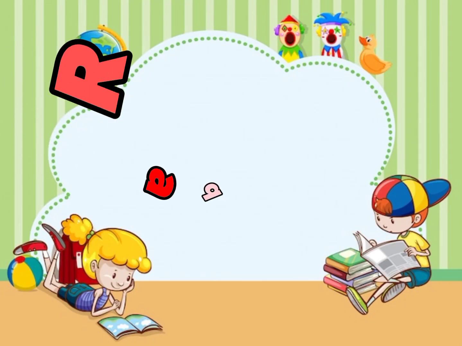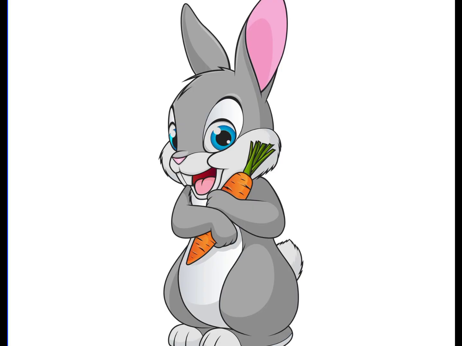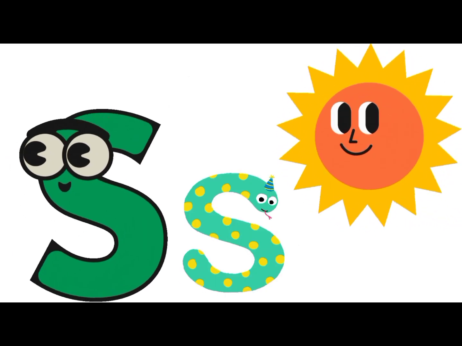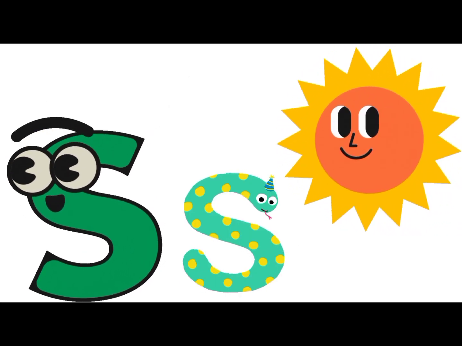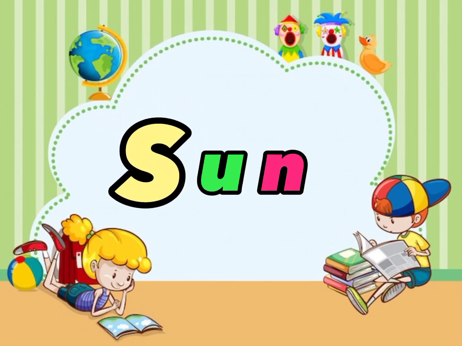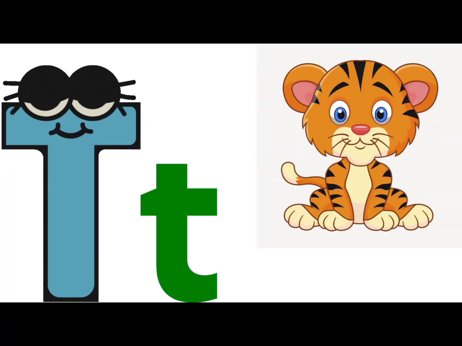Rabbit. R-A-B-B-I-T. Rabbit. S is for sun. Sun. S-U-N. Sun. T is for tiger.